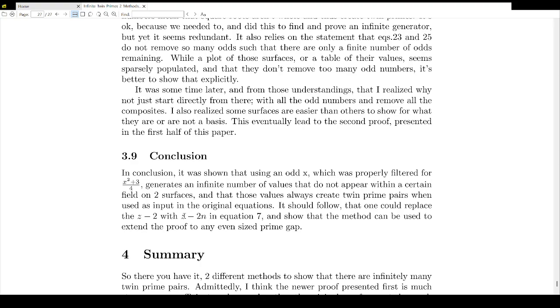It should follow that one could replace the z minus 2 with z minus 2n and show that the method can be used for any even-sized prime gap. Right, because the twin prime conjecture says, are there infinite number of twins? But the greater twin prime conjecture, or the even gap prime conjecture, says, are there infinite primes of any size even gap? You could use that same process here, or the same process I do in the other paper.